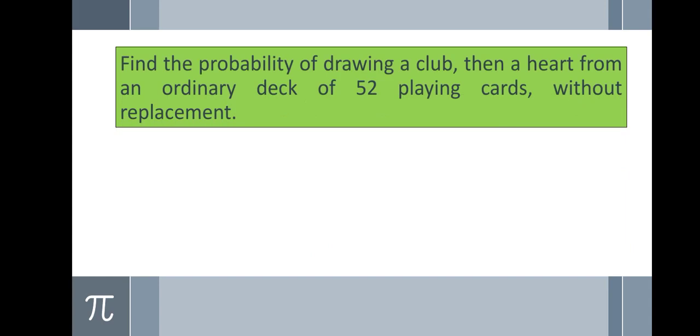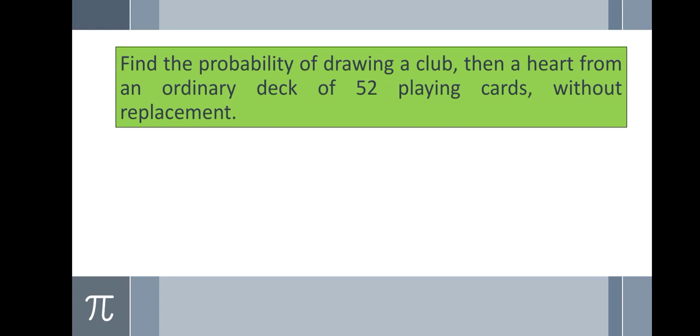Find the probability of drawing a club, then a heart from an ordinary deck of 52 playing cards without replacement. Our keyword is without replacement. We're looking for the probability. Now we have two events here, either union of events or intersection of events. So what's the difference? Here, without replacement, we will use the intersection of events. Okay, keyword: without replacement, or unreplaced.